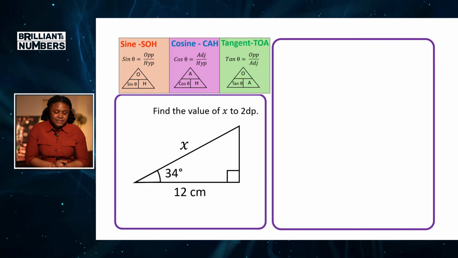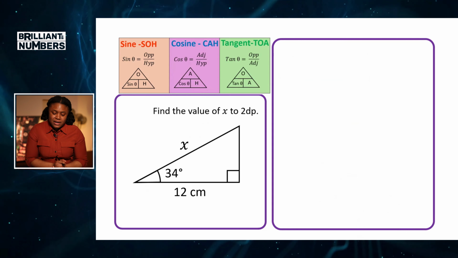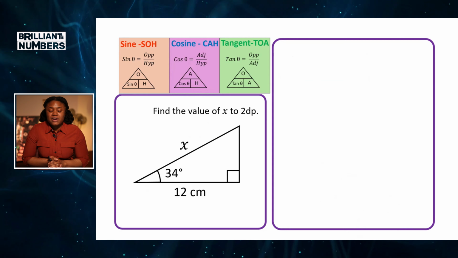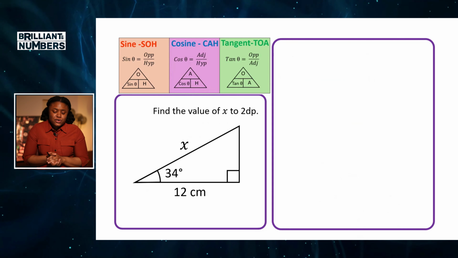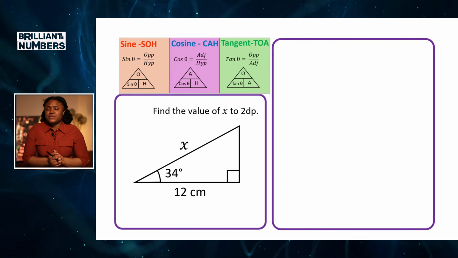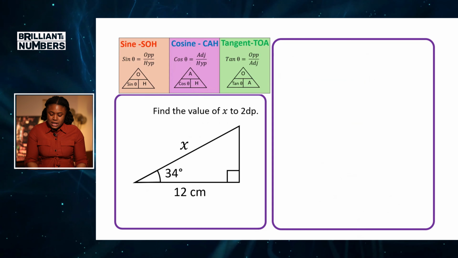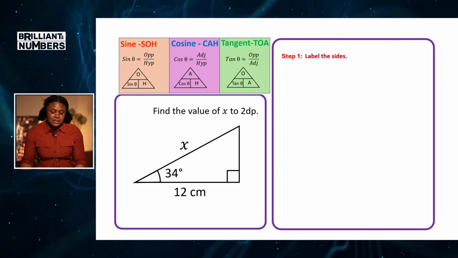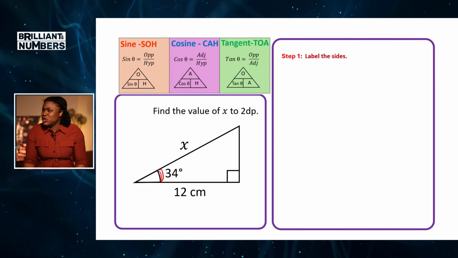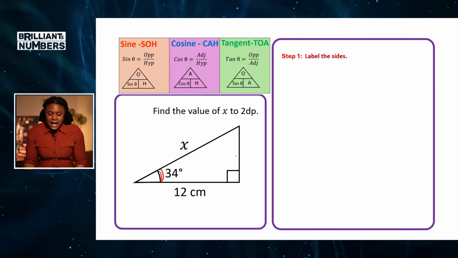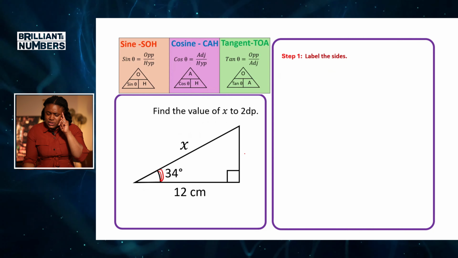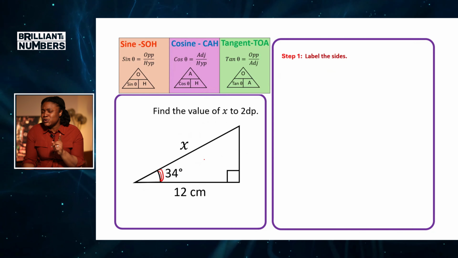Here we are asked to find the value of x and also give our answer to 2 decimal places. We check it's a right angle triangle, therefore we know it's going to be Pythagoras or trig, but we know it's going to be SOHCAHTOA because we're dealing with angle and sides. Step 1, we label our sides. Again, reference point standing at the angle. I notice here I do not have an opposite side. Therefore, I must be using the adjacent and the hypotenuse.